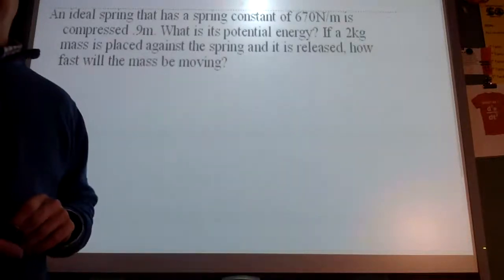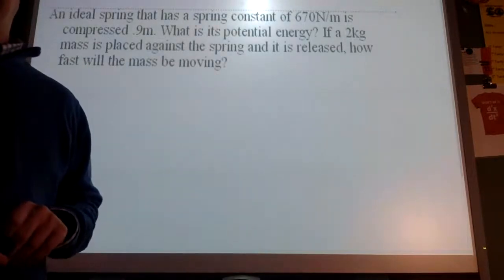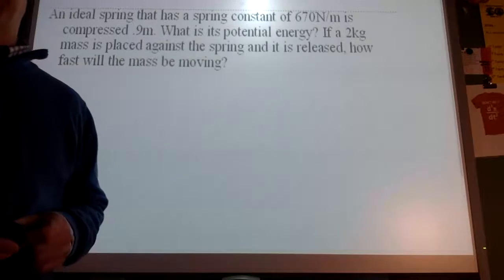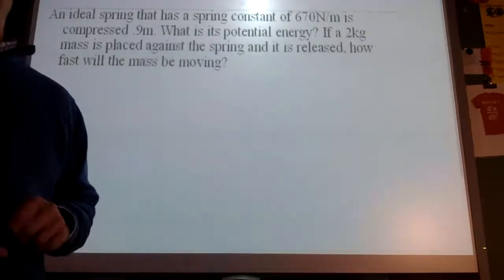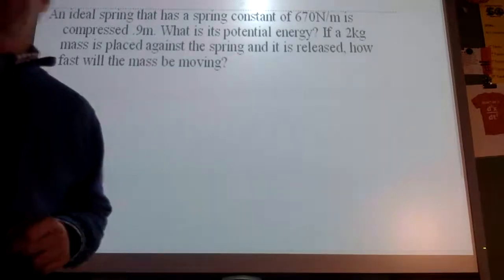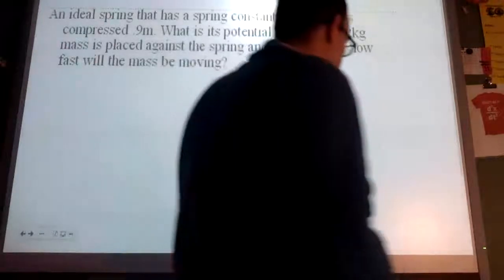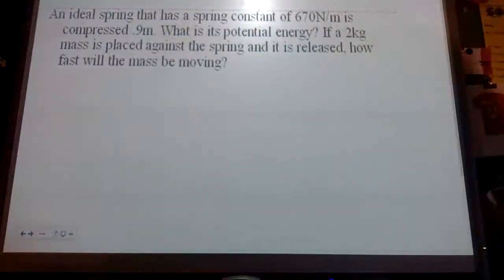All right, so an ideal spring has a spring constant of 670 newtons per meter. It's compressed 0.9 meters. What is its potential energy? If a 2 kilogram mass is placed against the spring and is released, how fast will the mass be moving? So we did this problem previously, but just to get back, we're using conservation of energy.